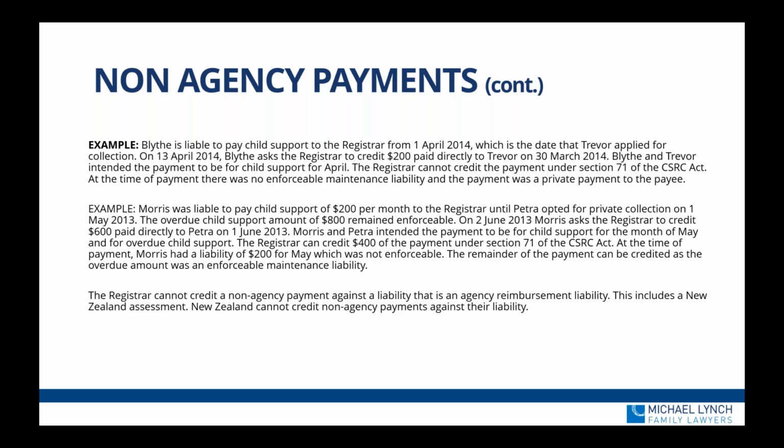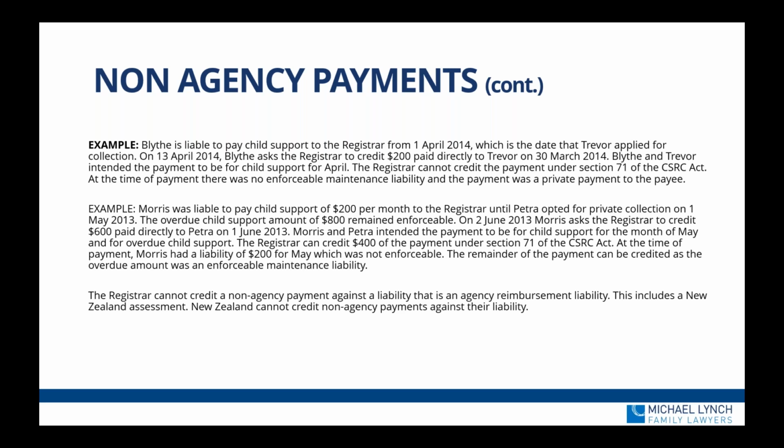for overdue child support. The registrar can credit $400 of the payment under Section 71 of the Child Support Registration and Collection Act, as at the time of the payment, Morris had a liability of $200 for May, which was not enforceable, and then the remainder of the payment can be credited towards the overdue amount. So that's how that could be recognised.